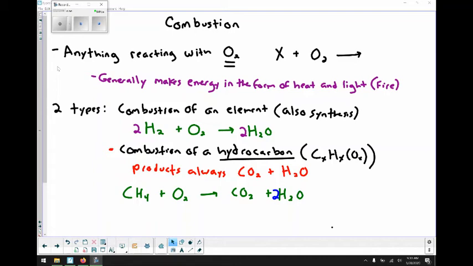There are 2 types that you're going to have to know about. Combustion of an individual element, and this is the same thing as synthesis. So when you have an element combusting, it can also be synthesis. So I use the same example I did for synthesis. If you go back and look at synthesis, I actually use this example. Hydrogen plus oxygen, well, it's combining with oxygen, so it's combustion. And hydrogen plus oxygen make water.